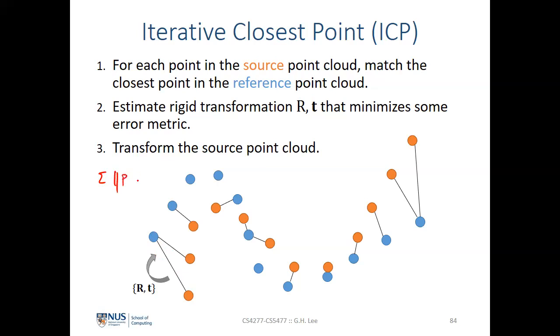Then for every pair of closest neighbors, you minimize the error. You have to rotate the source into the reference, right? And then plus a t. So sorry, this should be minus. Essentially you want to minimize this error here, right? You rotate and transform the source into the reference, and you minimize the total error. But you do this iteratively, right? Because we are just basing it on the nearest neighbor. So we do this iteratively.